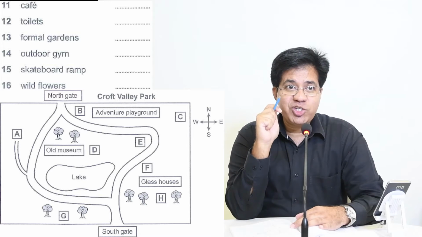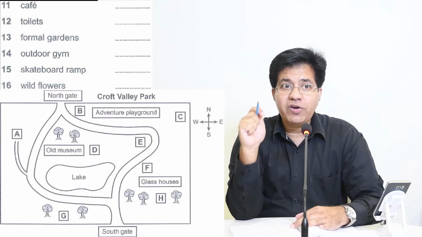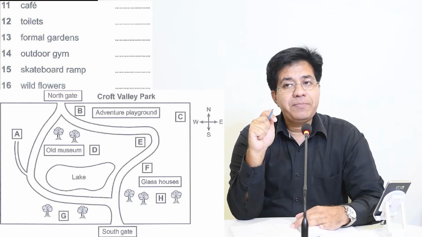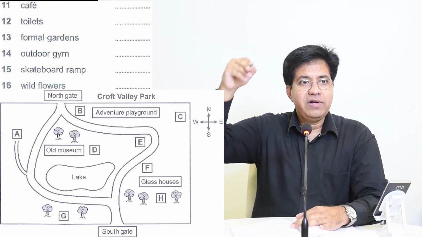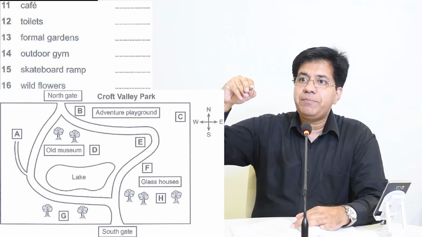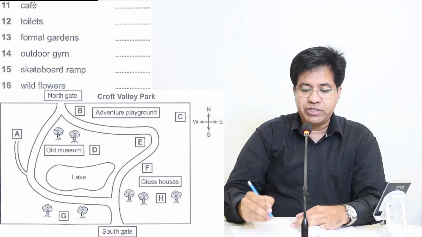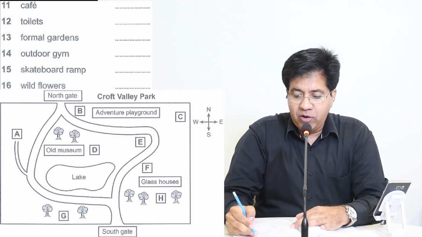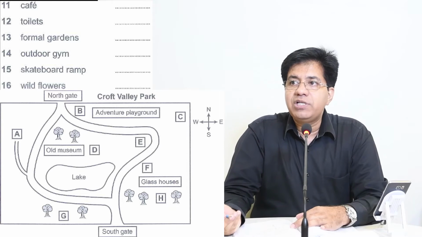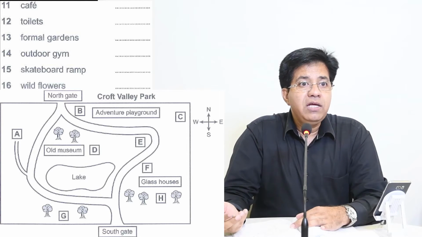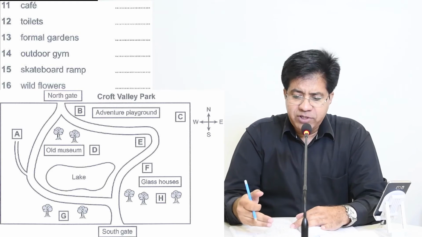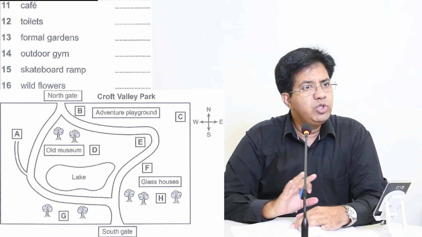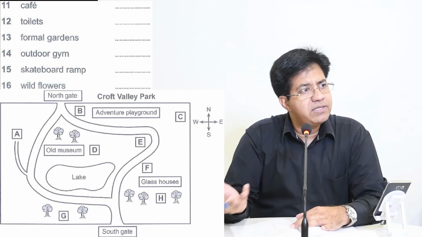Near the adventure playground in the corner of your map. Now, what are the words? Near, in the corner. So these words will always help you. Near the adventure playground, you jump to adventure playground. In the corner of your map, that is option C. Understand? So for maps, they always use this type of language, and after solving 4 or 5 questions, you will be comfortable because they always repeat the same language.